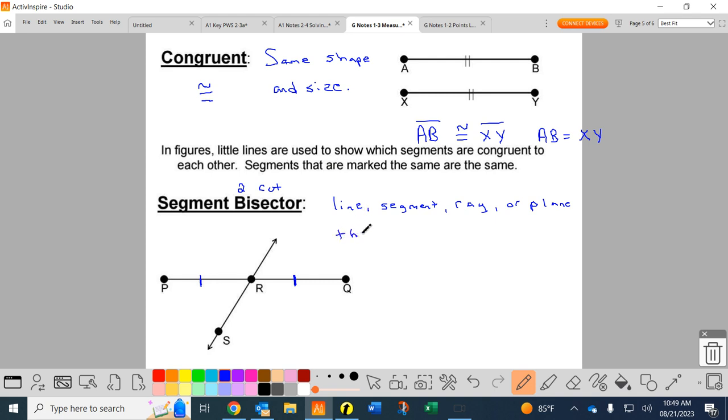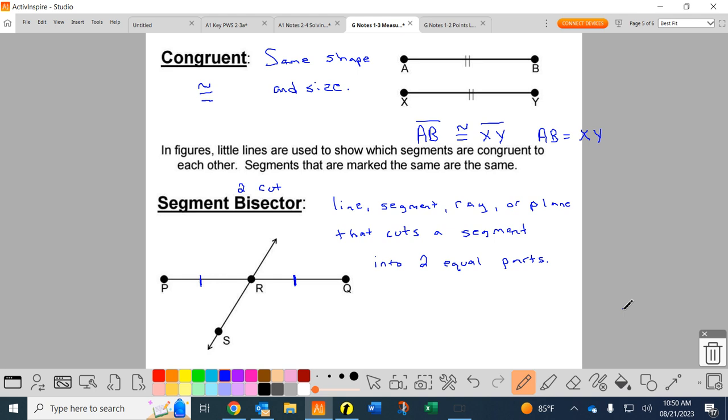that cuts a segment into two equal parts. A line, segment, ray, or plane, I did it out of order, that cuts a segment into two equal parts.